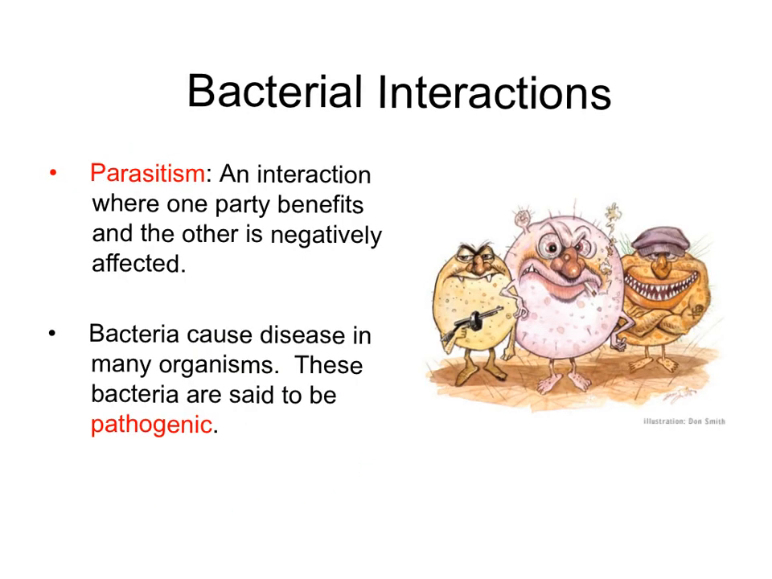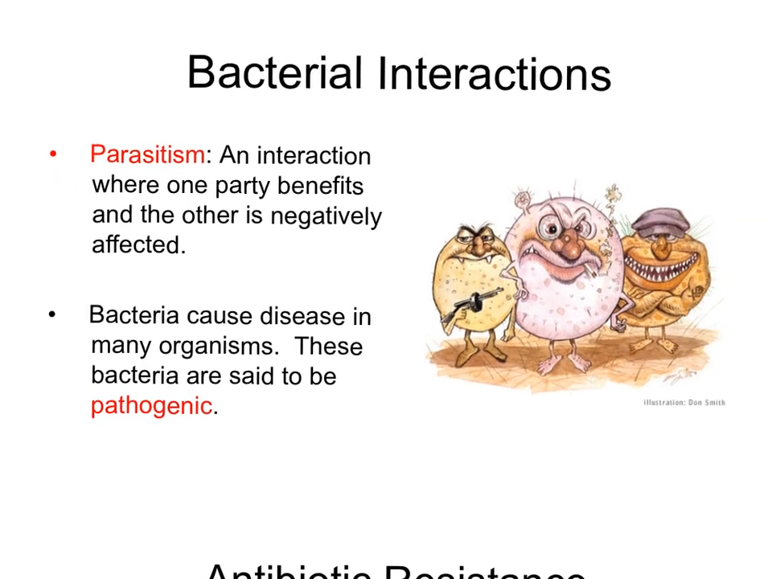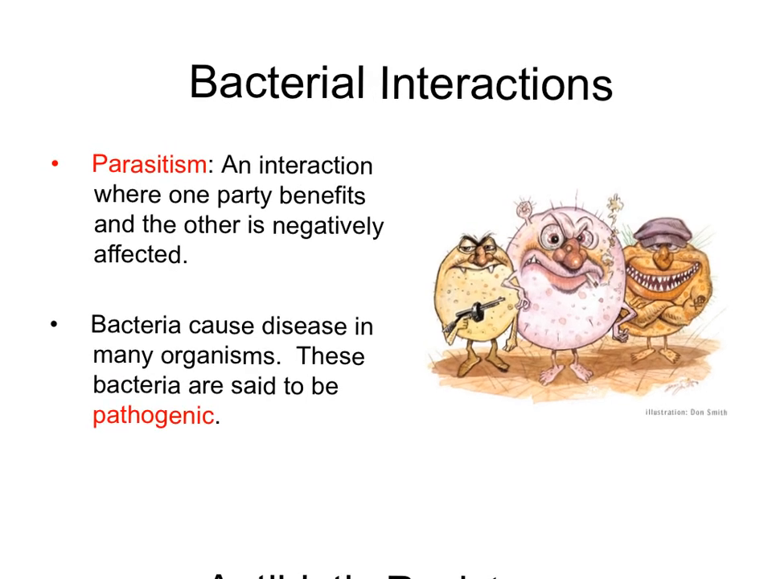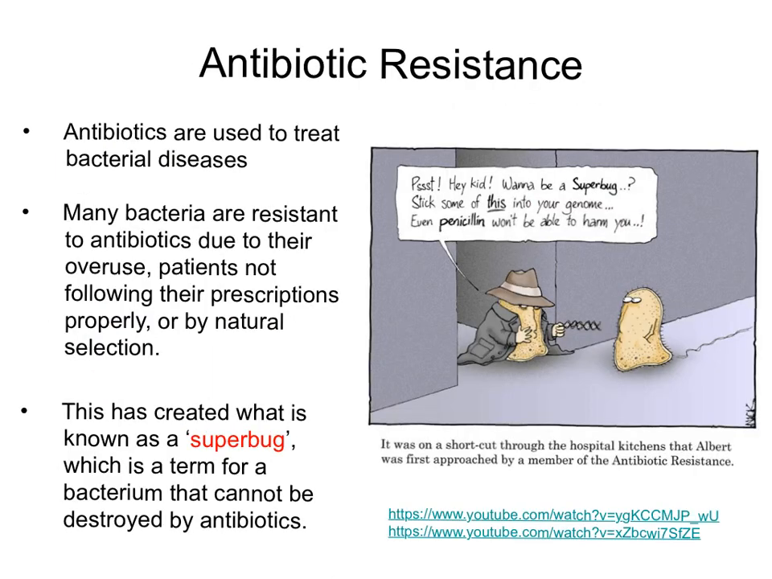There's also an interaction called parasitism, where one party benefits and the other is negatively affected. This is often the case when we have bacteria that cause disease or are pathogenic. Now, pathogenic bacteria can cause diseases, and we use antibiotics to treat these diseases.